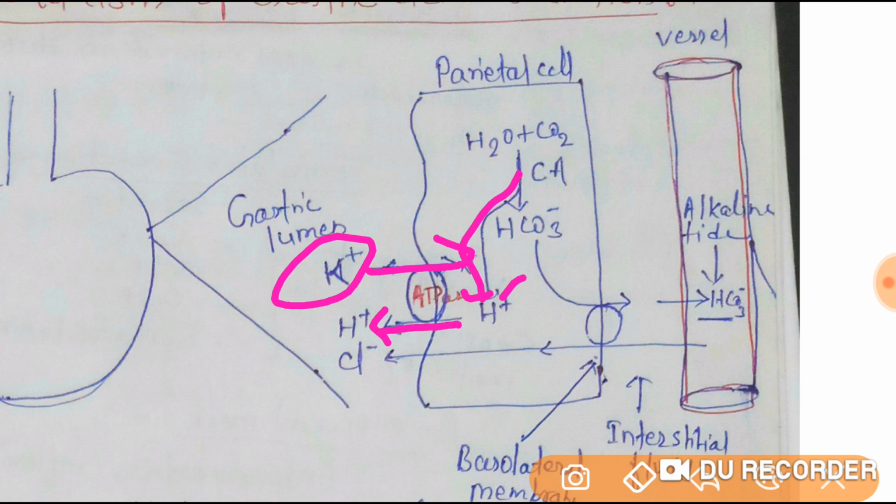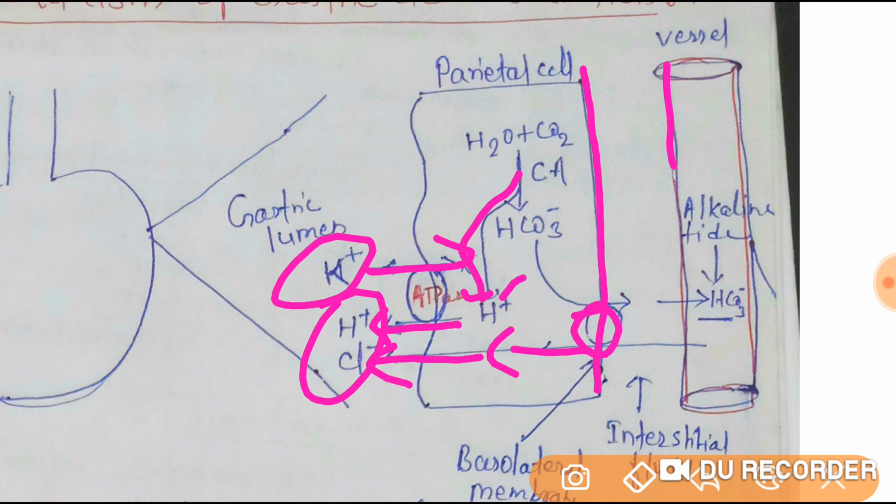This exchange is guarded by the ATPase channel. The chloride ion, which is transported from the interstitial fluid to the parietal cell, is also transported to the lumen, and this H plus and Cl minus combine to form HCl, hydrochloric acid. The gap between this basolateral membrane and the vessels is known as the interstitial fluid.